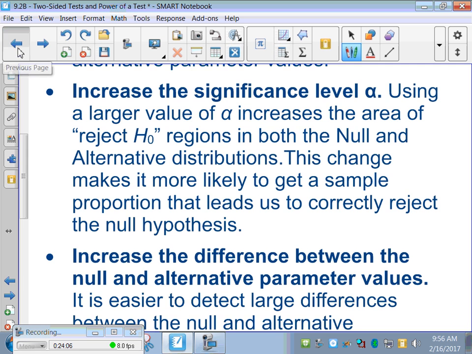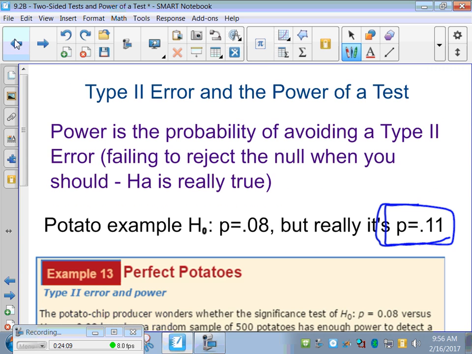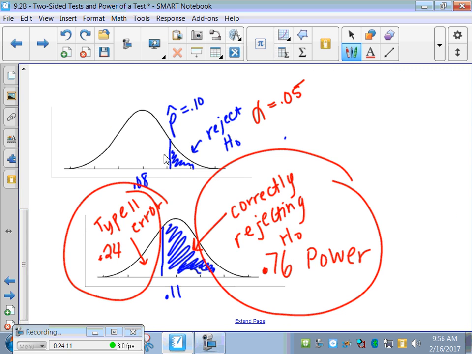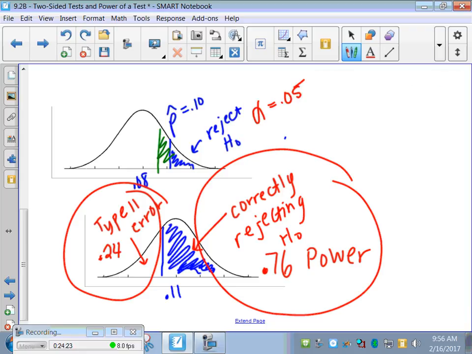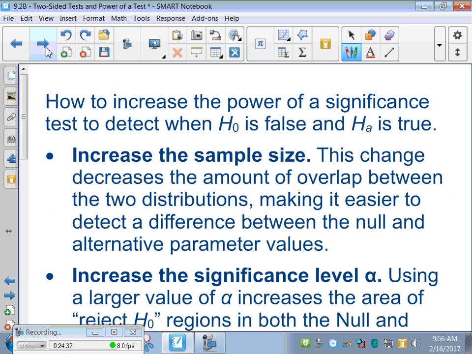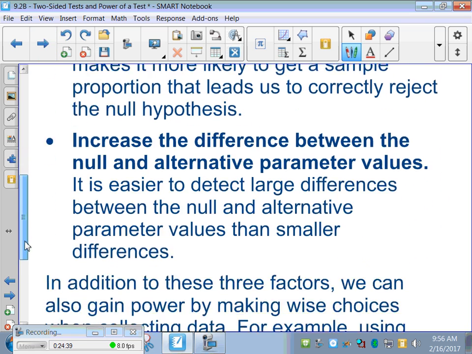And I want to go back to this picture to show you why. If I increase the significance level, that means that I'm going to move this line over. Like maybe now I'm going to do 10%, and so I move this line over. If I move this line over at 10%, I also move this line over, which now gives me more power. Make sense? Hopefully that makes sense. So increase the significance level.